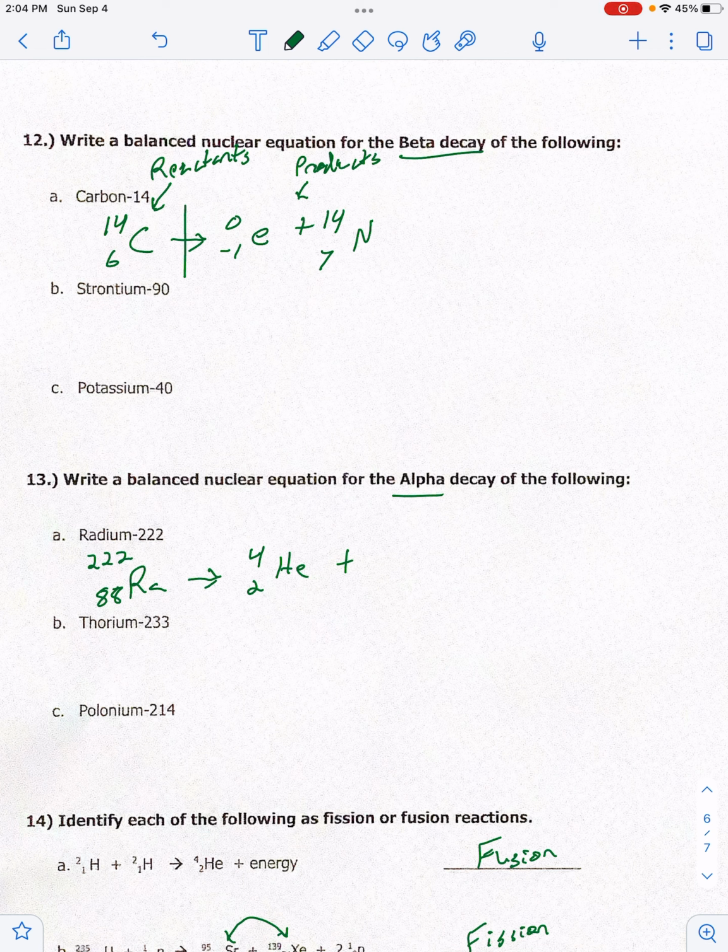Plus, now I'm going to draw my wall just so I don't mix things up. So what plus 2 would give me 88? That would be 86 on bottom. What plus 4 would give me 222? This would give me 218. And 86 is now going to be Rn. That is your radon. And there's my answer. Everything's done. Don't need to do anything else.